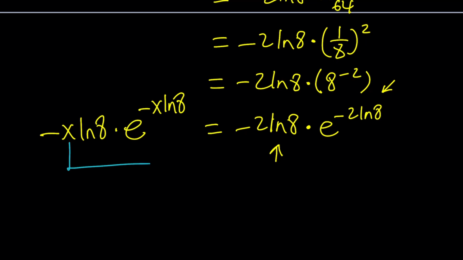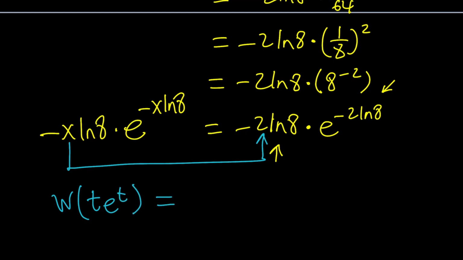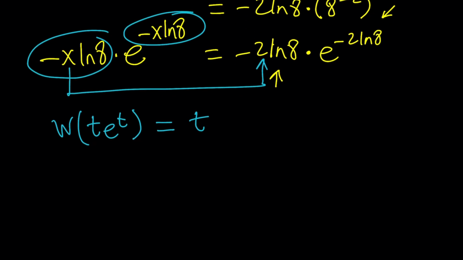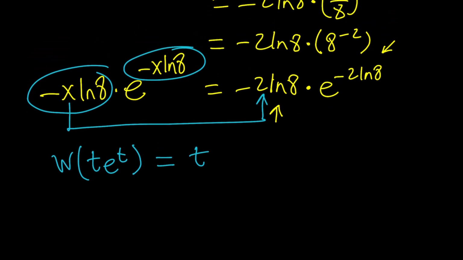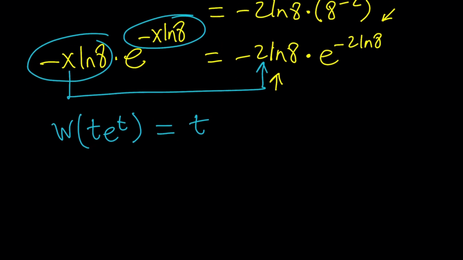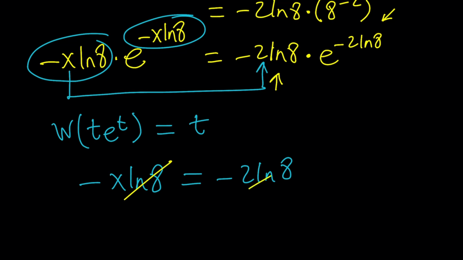Now, what is that special function? The special function is Lambert's W function. So if you apply Lambert's W function on t e to the t, it just gives you t. So this is kind of like my t, and this is the same t. So it's kind of like t times e to the t. And that's going to give us, when we Lambert both sides, negative x ln 8 from the left-hand side and negative 2 ln 8 on the right-hand side. And when the ln 8 cancels out, we end up with x equals 2.